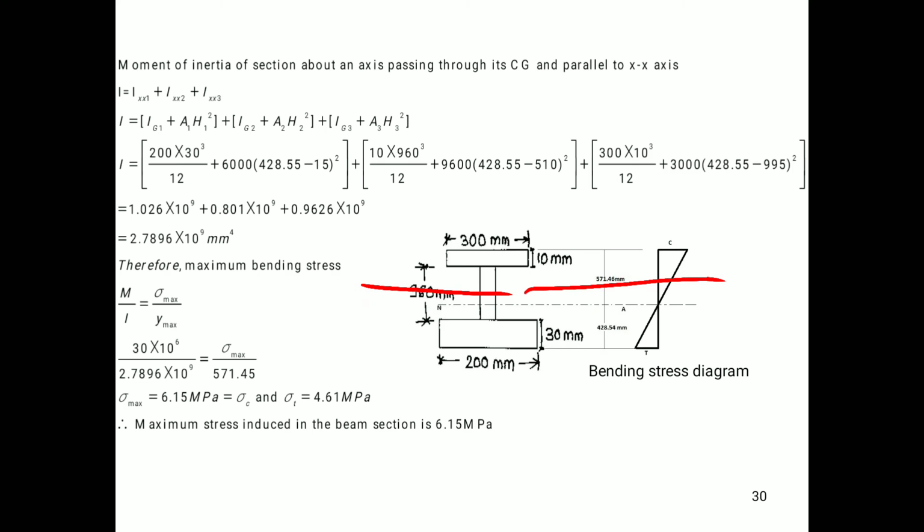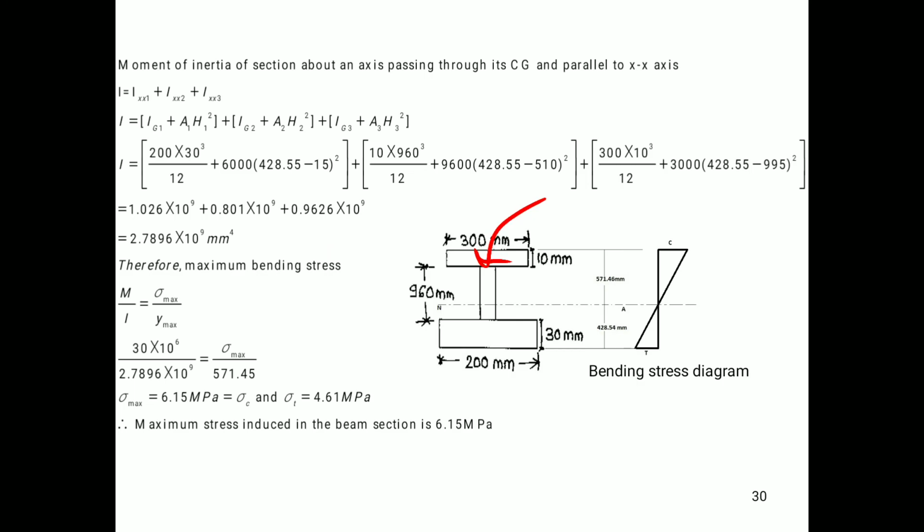In the same manner, we will find out the value of Ixx for the third section. It is given by BD cube by 12 for the third section. Therefore, it is 300 into 10 raised to 3 divided by 12 plus area 3000 into h3 square, which will become 428.55 minus 995 bracket square. Therefore, we will have Ixx3 equal to 0.9626 into 10 raised to 9.